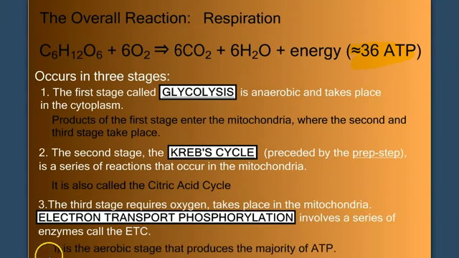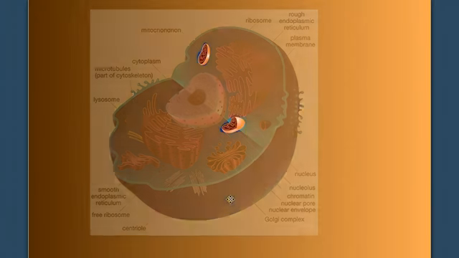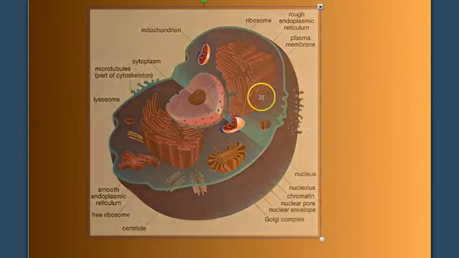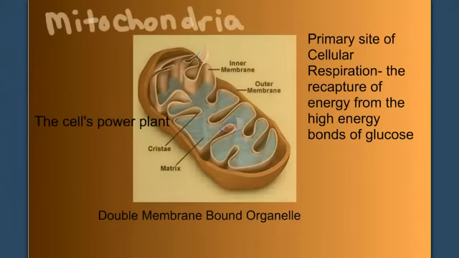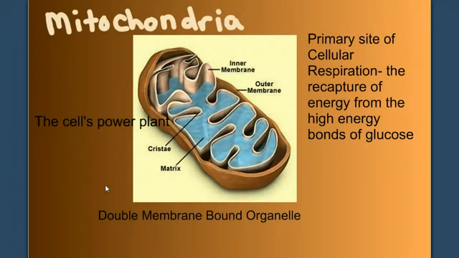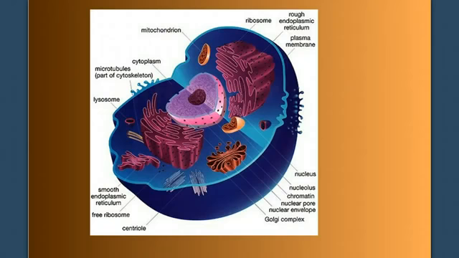Now let's take a look at where this occurs. Here we have a cell, and we want to zoom in on some important organelles. The mitochondria. There we go, the mitochondria. Let's take a closer look at these mitochondria. The mitochondria is often referred to as a cell's power plant. It's the primary site of cellular respiration, where we're going to recapture the energy from those high energy bonds of glucose. And you'll notice that the mitochondria is a double membrane bound organelle, and it's across this inner membrane where a lot of our action is going to occur. We'll come back to the mitochondria later, because the first stages of respiration, glycolysis, occurs out here in the cytoplasm.